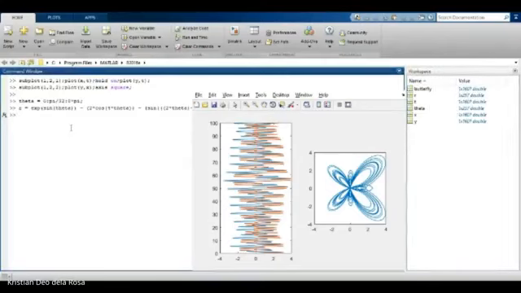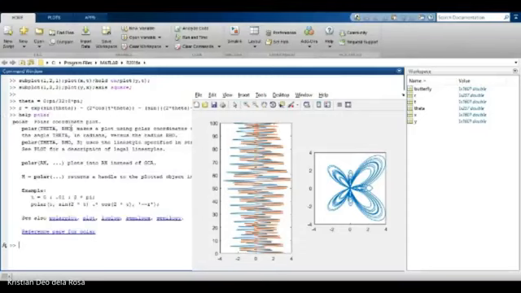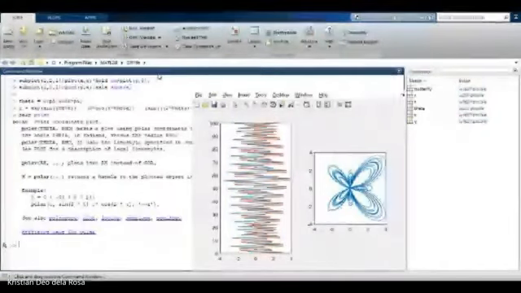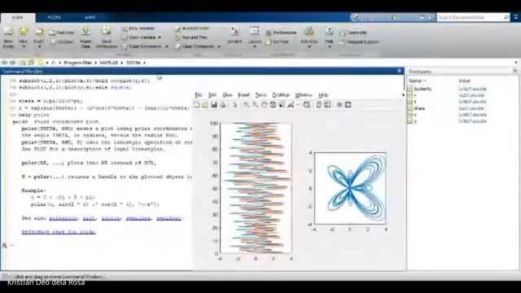Now the question is, how are we going to plot this using polars? Help plot polar. So plot theta rho: makes a plot using coordinates of the angle theta in radians versus rho, radius in rho. All right, I think this is doable. So I think we can do this in 1, 2, 3 na lang siguro tayo.